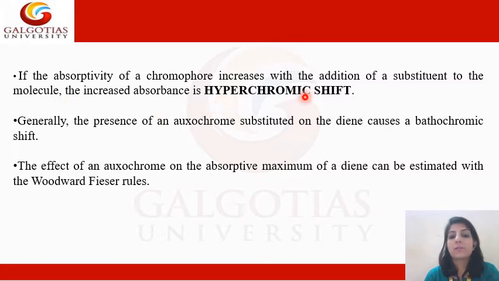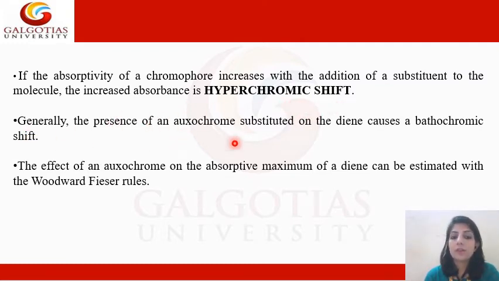If the absorptivity of a chromophore increases with the addition of a substituent to the molecule, the increased absorbance is a hyperchromic shift. So a chromophore is attached to a particular molecule, and whenever we attach a particular substituent acting as an oxochrome, it will lead to an increase in the intensity of your absorption band. So that is your hyperchromic shift.